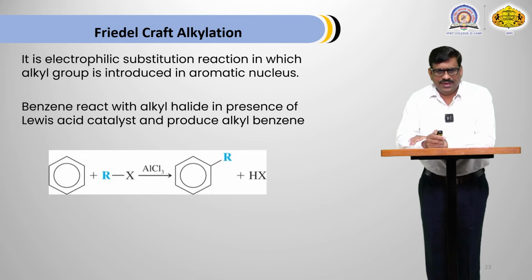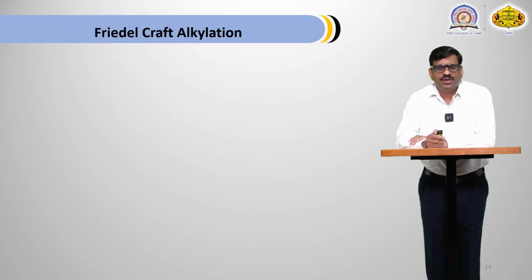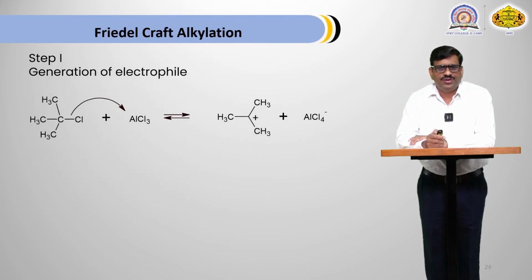Generally Lewis acids like AlCl3, AlBr3 are required for this reaction. Now the mechanism of this reaction, step first is generation of the electrophile.